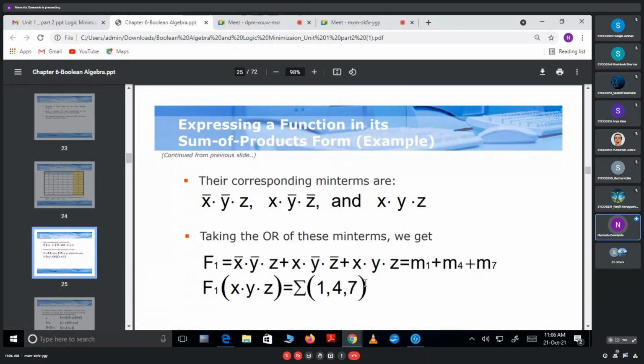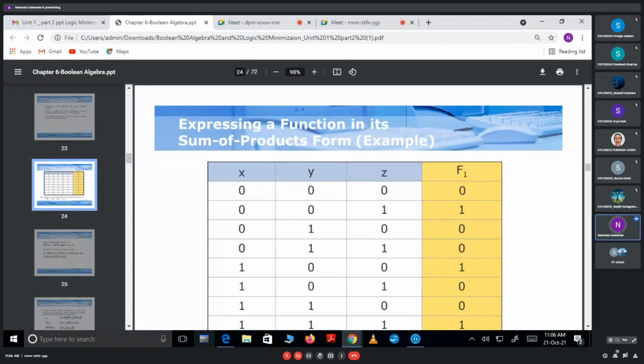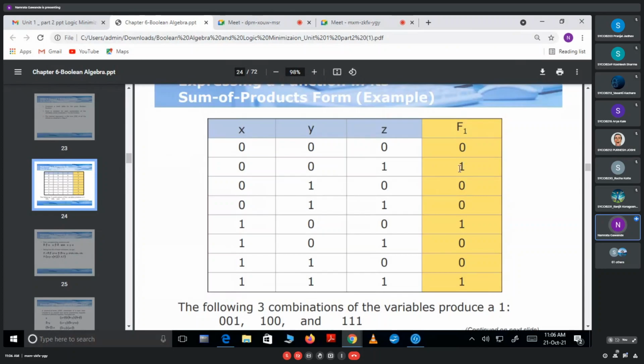SOP of which min terms? 1, 4, 7. Why 1, 4, 7? We have taken these decimals from this. Indirectly, this is the term you can see, 1, 4, 7. I can directly calculate it also if I understood this particular part. See here, this one output represents which decimal value? 0, 0, 1. Output is 1.